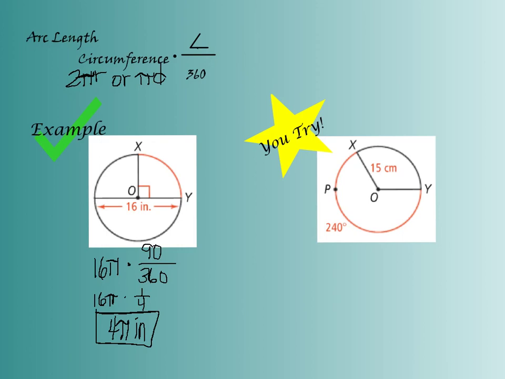So you try, find the arc length of the circle on the right. We want to find the arc length of this red arc, and I want you to leave your answer in terms of pi.